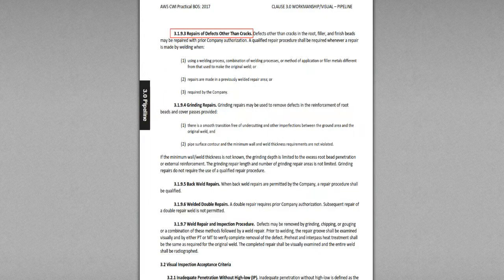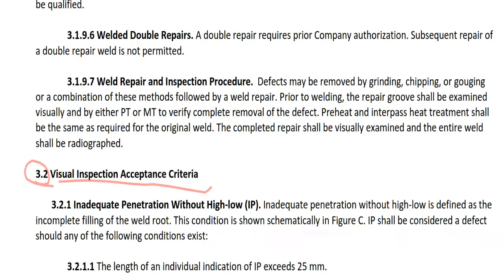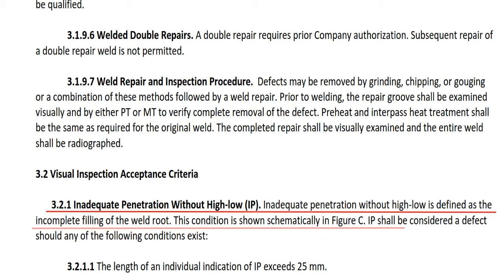Last time we stopped here, at 3.1.9.7 Weld Repair and Inspection Procedure. So today, I'm going to give a lecture about 3.2 Visual Inspection Acceptance Criteria for Pipeline. I'm going to read out the specification sentence and give you the explanation and give you the examples and photos.